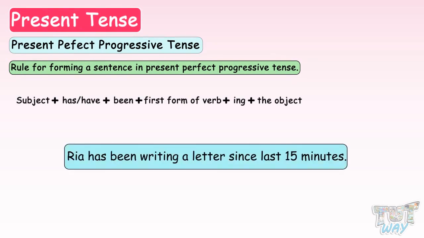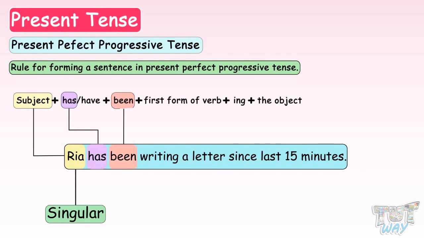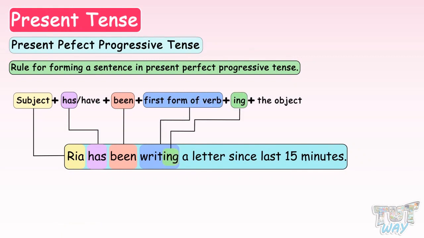Ria has been writing a letter for the last 15 minutes. Here, Ria is the subject, which is singular. So we have used has as the helping verb along with been, and we have used writing to show a continuous action, which is the first form of write along with ing, and letter is the object in this sentence. Now, this sentence means that Ria started writing the letter 15 minutes ago and is still writing. So, this is present perfect progressive tense.